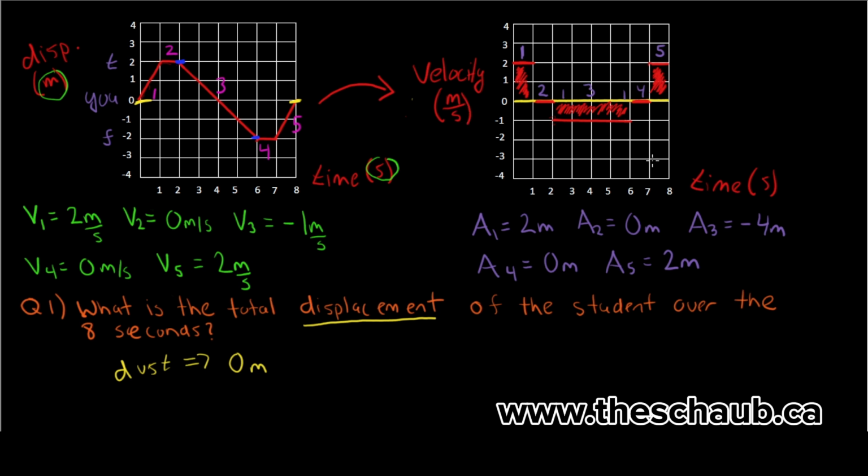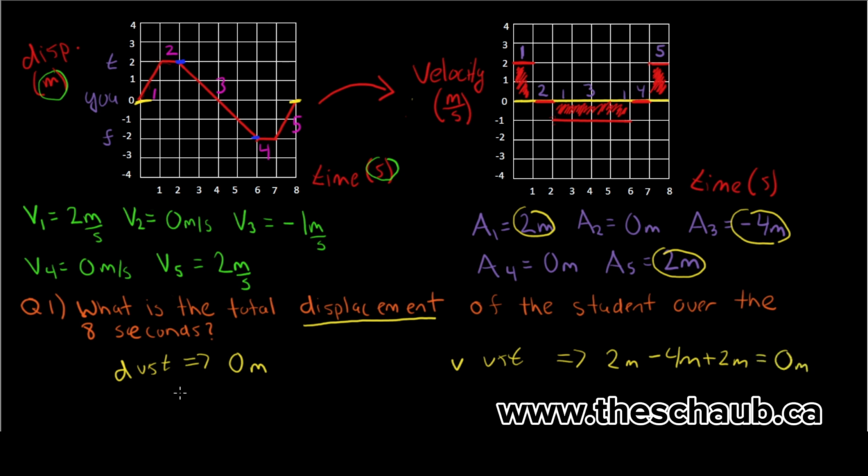If we look at our velocity time graph, we're going to have to do a little bit more in-depth analysis. We have to sum all our areas, and direction matters because it's displacement. So our first area is 2 meters. Our third area is minus 4 meters, and our fifth area is 2 meters. So on our velocity time graph, our displacement equals 2 meters minus 4 meters plus 2 meters, which equals 0 meters, and confirms our answer from our displacement time graph.